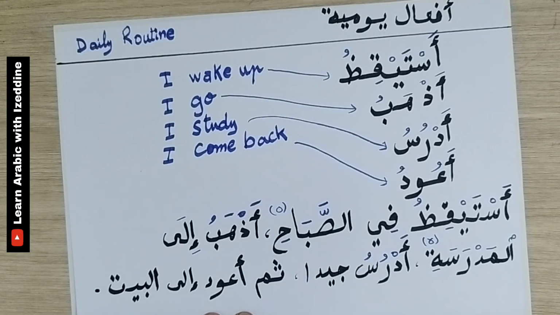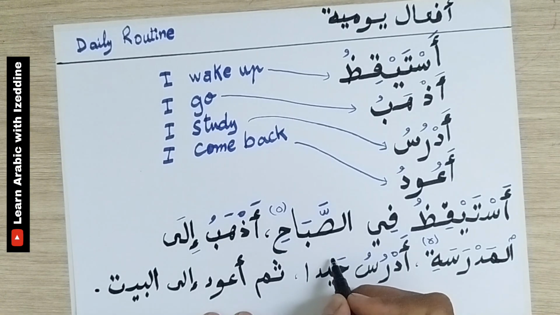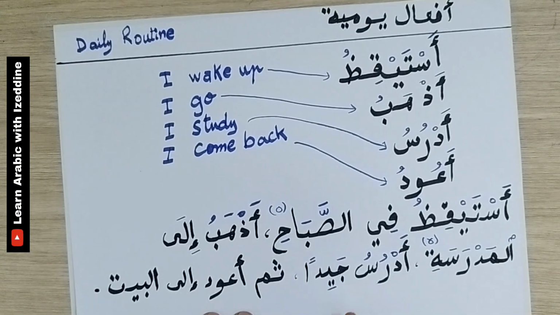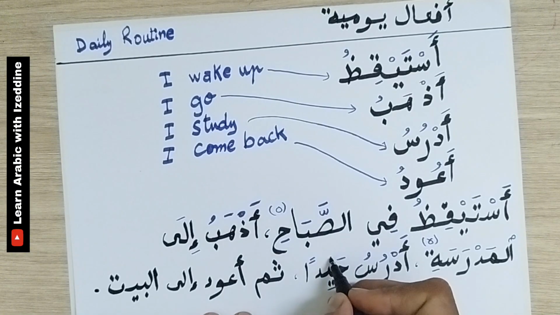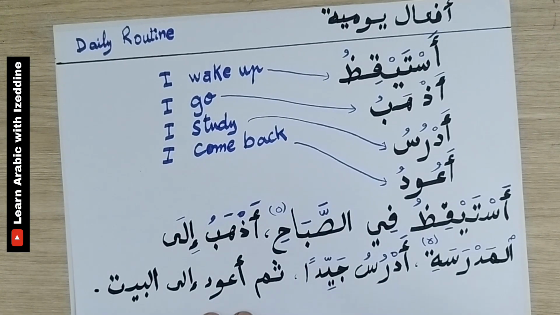أدرس. Yes. جيدا. But this is جيدا. We need to have stress on the ya, what we call ash-shadda. So we put ash-shadda so that we press on it. We say جيدا. Well. I study well. Okay. Repeat with me. أدرس جيدا. Great.